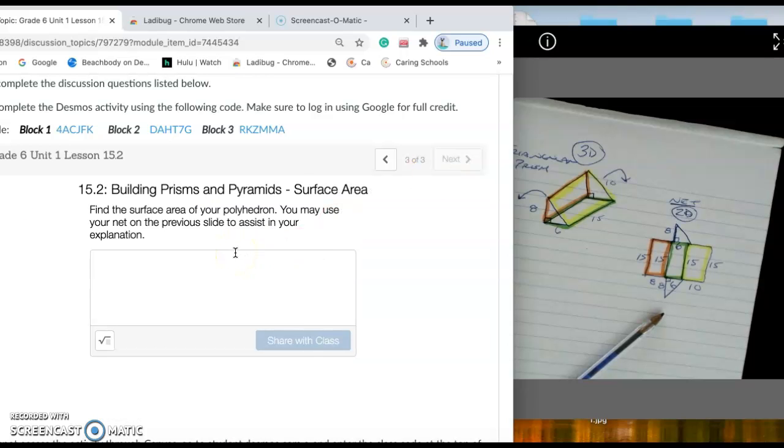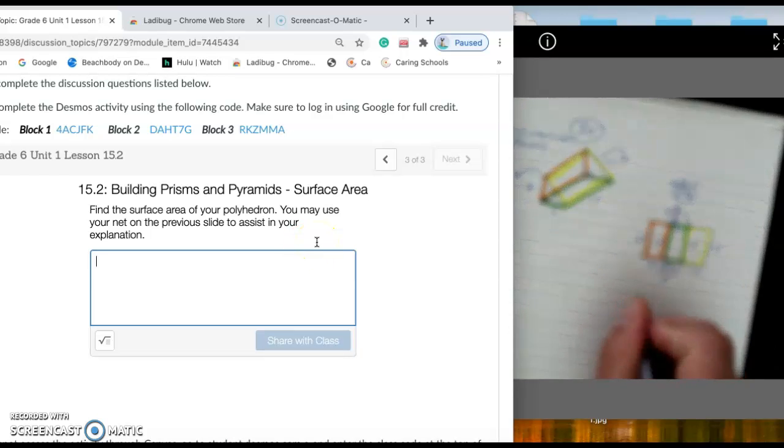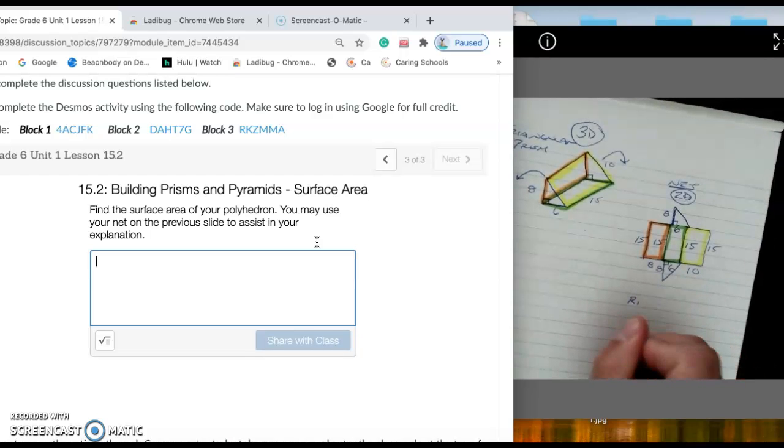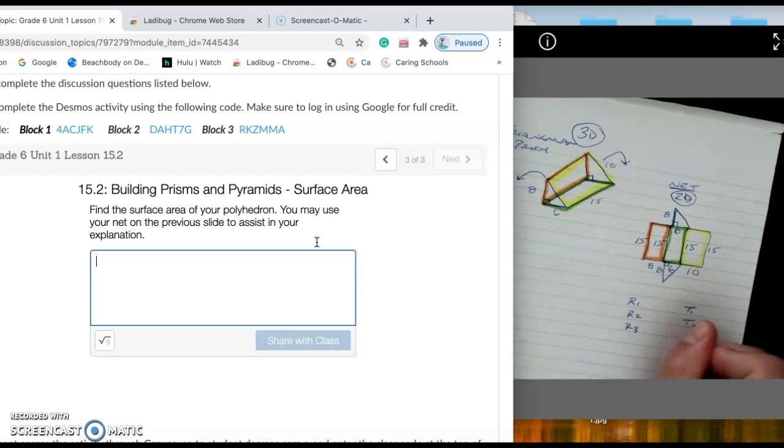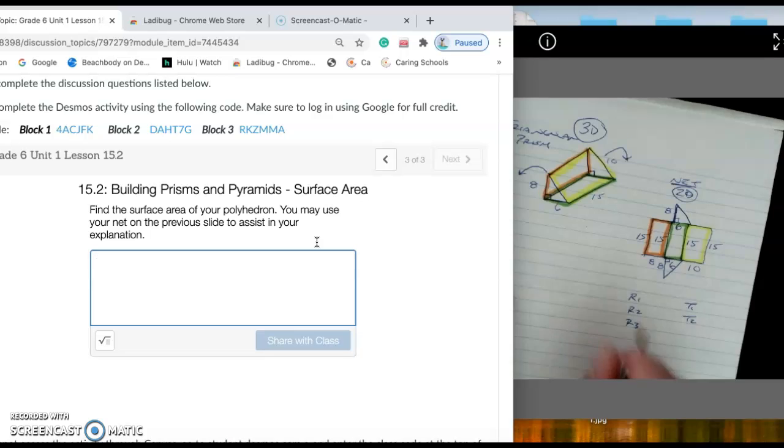You may use your net on the previous slide to assist you. So I'm going to come over here and show you a visual of what's occurring. Remember, I need rectangle 1, rectangle 2, rectangle 3, triangle 1, and triangle 2. It's 5 sides, 5 shapes. Okay? Rectangle 1, 2, 3. And we'll even color code these to help you to identify who's who. So here's rectangle 1. Here's rectangle 2.